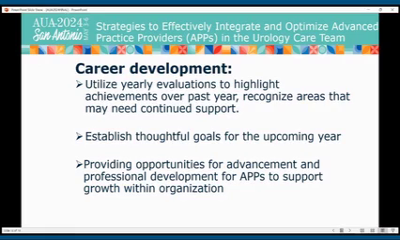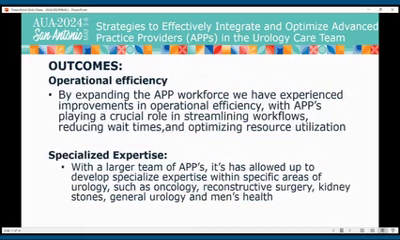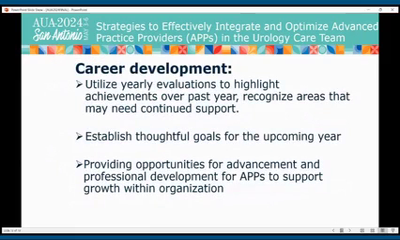So the medical center has us do yearly evaluations, which can seem cumbersome to some, but they really do help in evaluating to highlight each APP's achievements over the past year, give them time to reflect on their year and recognize areas that they may need continued support, look at their goals from the year prior, see if they were able to achieve those goals. And if they weren't, why they weren't. Sometimes that's because their goals changed or other things came up. So just trying to identify that.